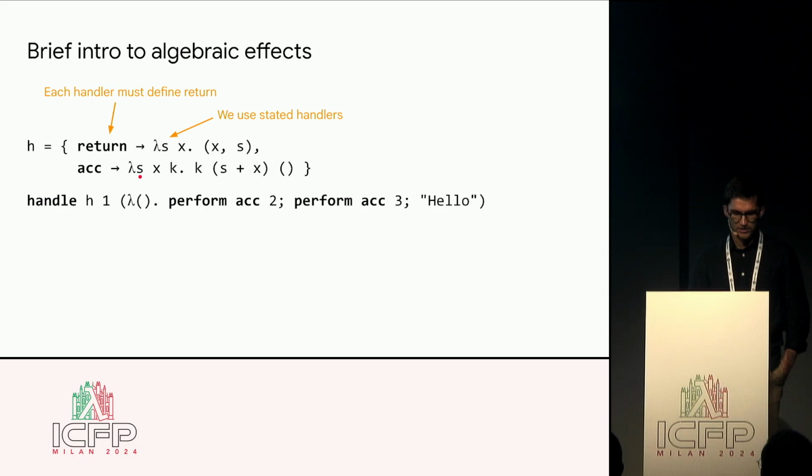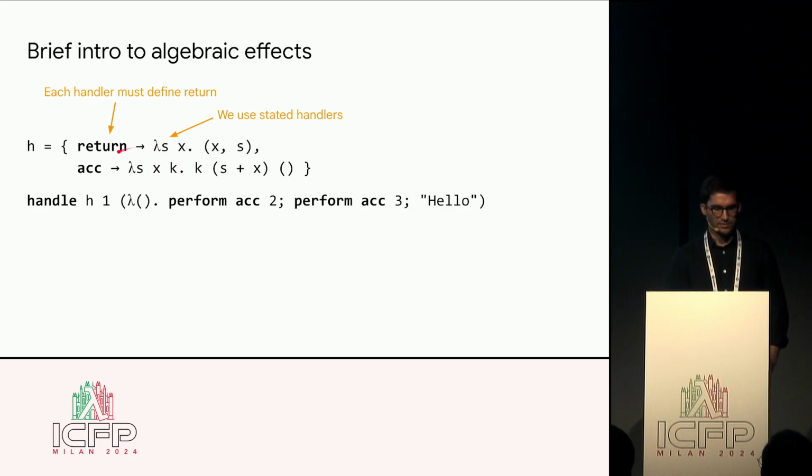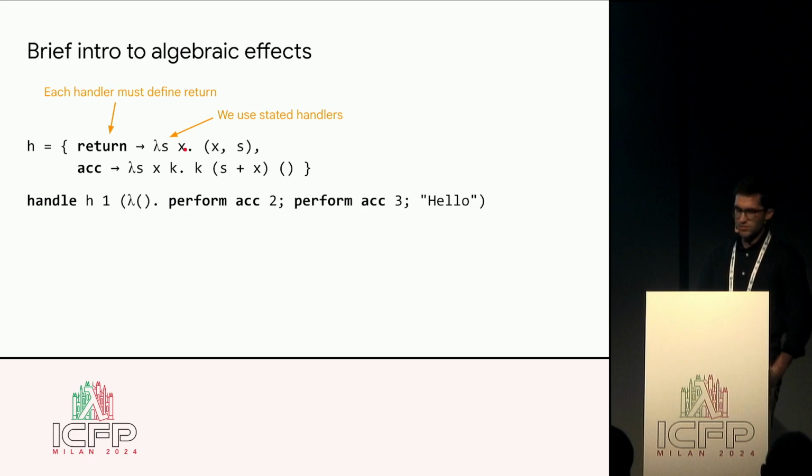So the operation clause takes the state, takes the argument to the operation, and takes a continuation that it can use to resume the program. And the return clause gets the final state of the handler and then the final value and can modify it. So just to run quickly through this program, here we will handle this thunk with the handler h that we've defined here, which will define a simple accumulation effect.